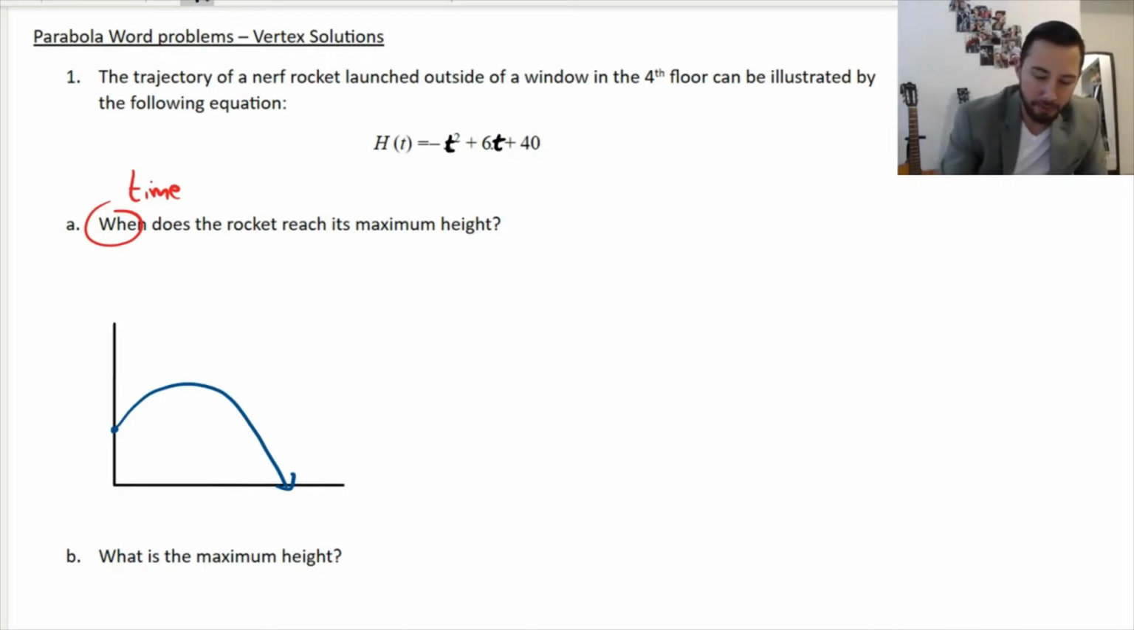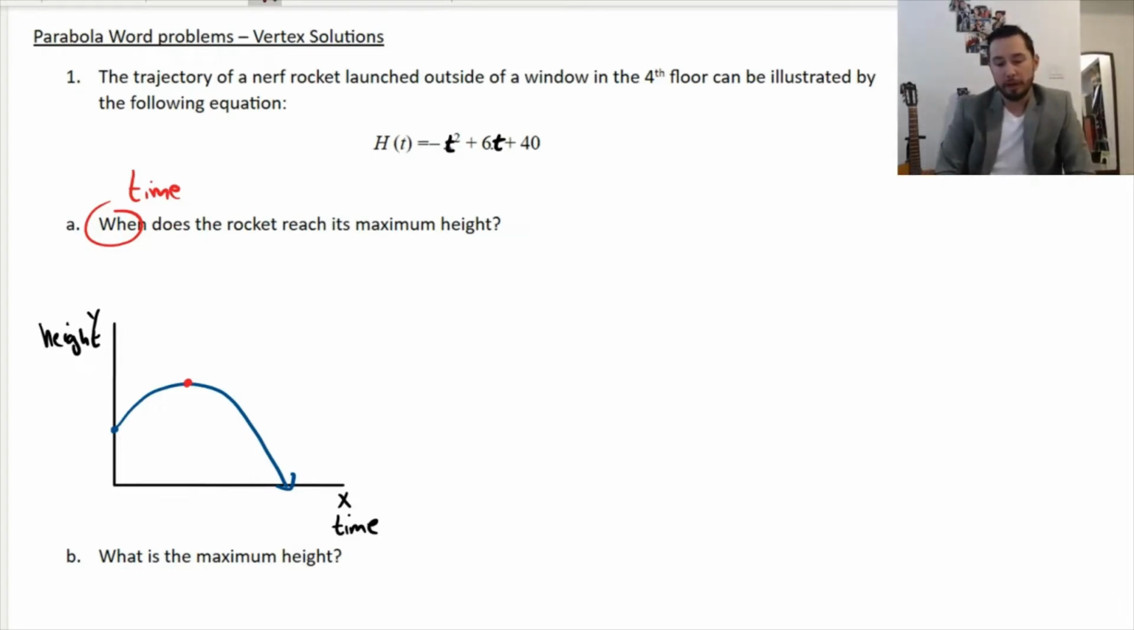Well, I have two axes. I have the y-axis and I have the x-axis, and we have already discussed that 90% of the time my x is going to be my time and my y is going to be my height. Well, if we're talking about the maximum value happens right here at the top of my graph, and I want to know when that happens. So I'm looking at my time. I'm looking at my x-axis. I want to know what x value this is.